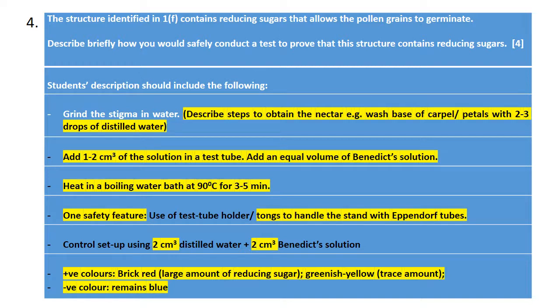Okay, now, and then last part, very important, many students usually miss out this point. You have to give the positive color as well as a negative color. Now, so the expected positive color will be brick red if there is a lot of reducing sugar present. But if, let's say, there is a small amount of reducing sugar present, it will show greenish yellow, or greenish in color, okay, after putting in the water bath. Now, the negative color is that the solution remains blue. Okay, so that means no change even after 5 minutes in the water bath.